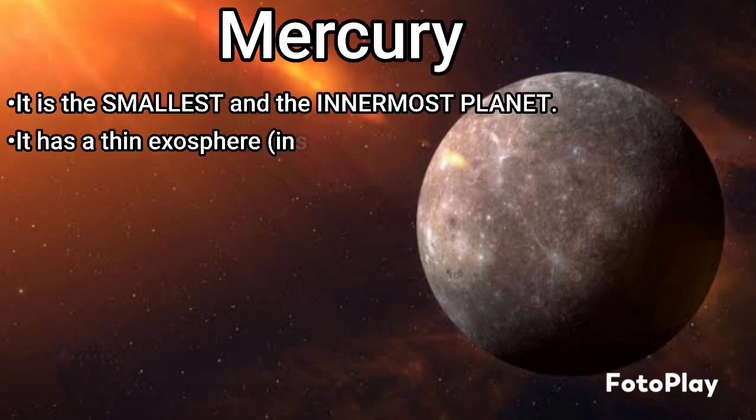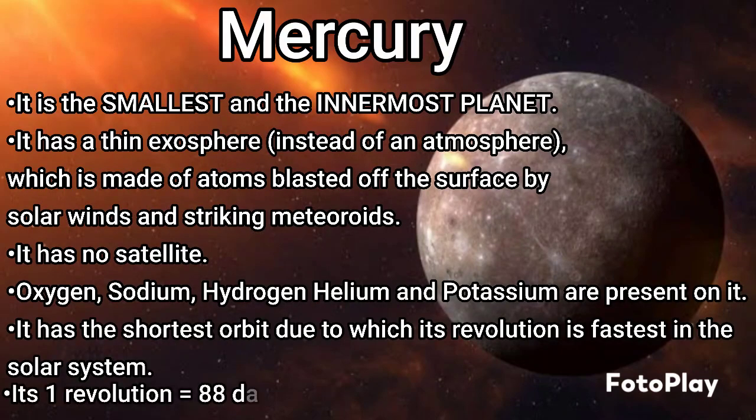Mercury. It is the smallest and the innermost planet. It has a thin exosphere, instead of an atmosphere, which is made of atoms blasted off the surface by solar winds and striking meteoroids. It has no satellite. Oxygen, sodium, hydrogen, helium, and potassium are present on it. It has the shortest orbit, due to which its revolution is fastest in the solar system. Its one revolution equals 88 days and one spin equals 59 days.